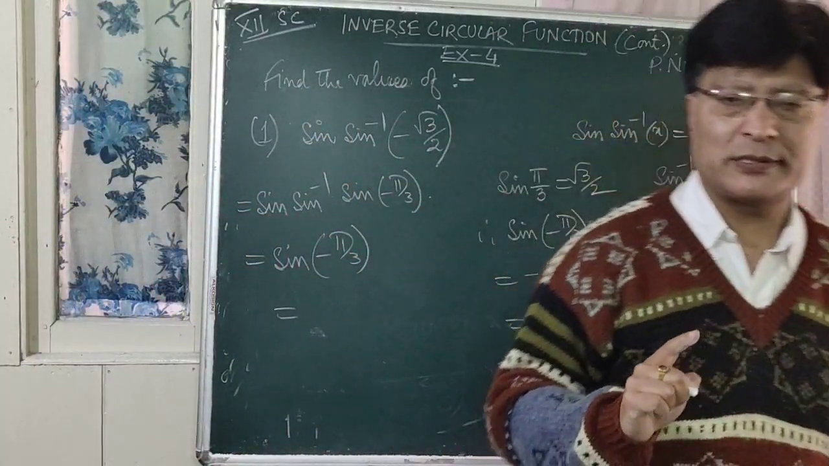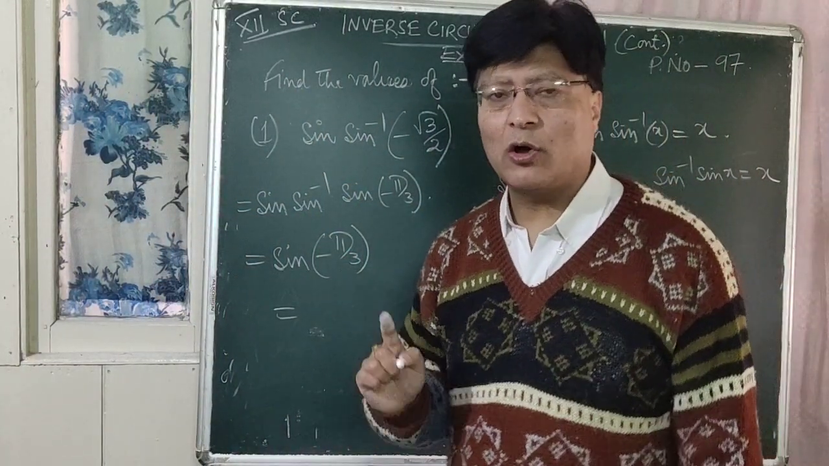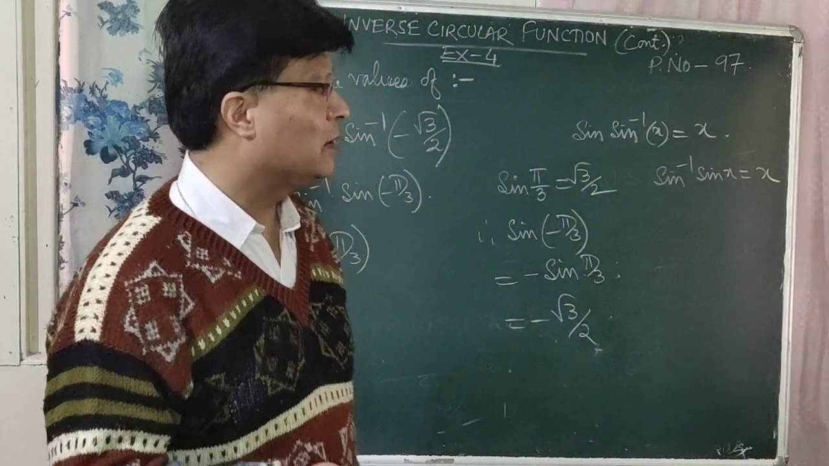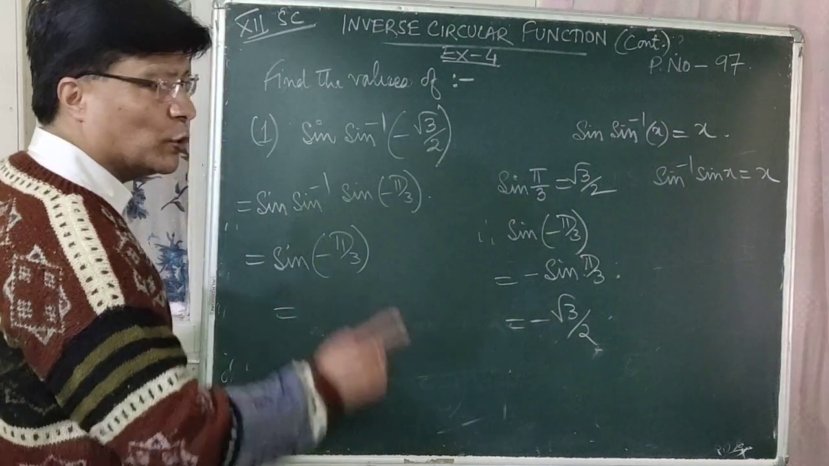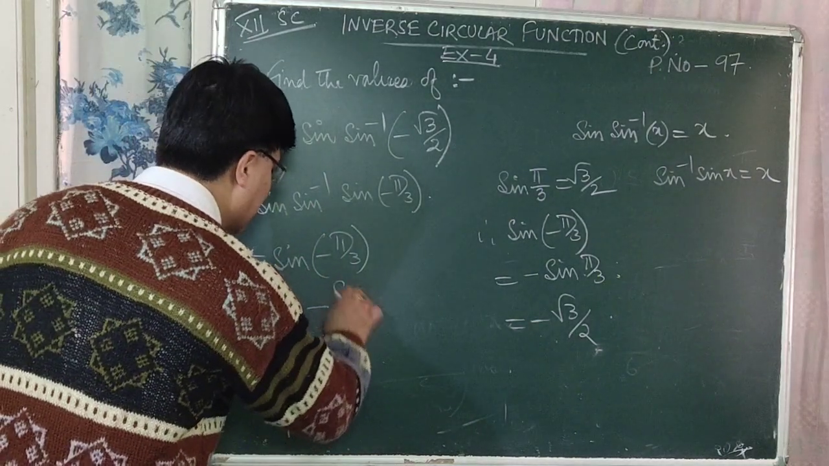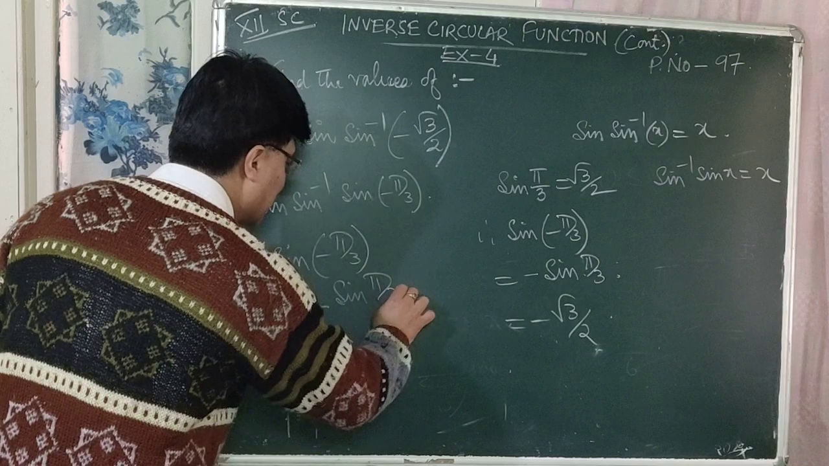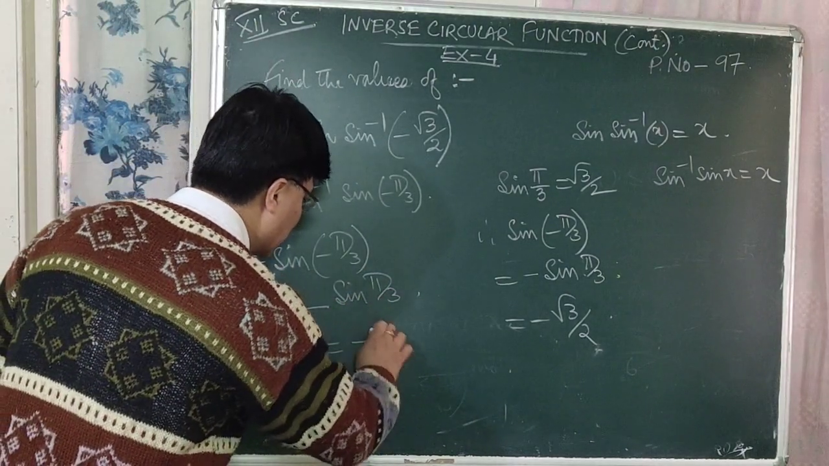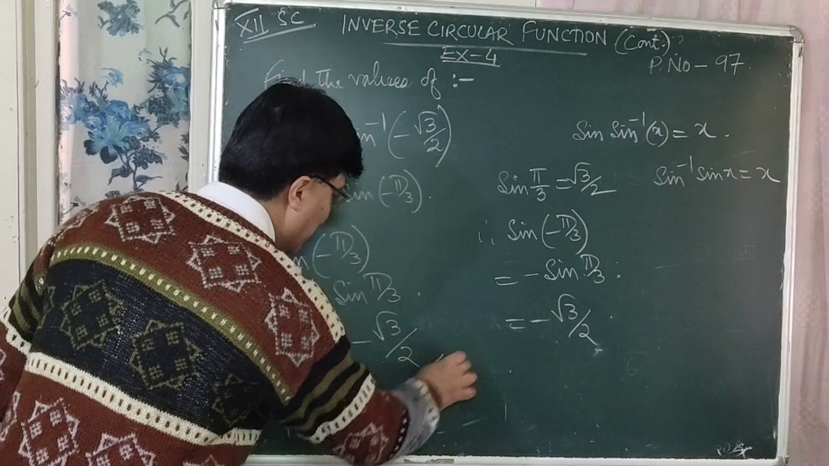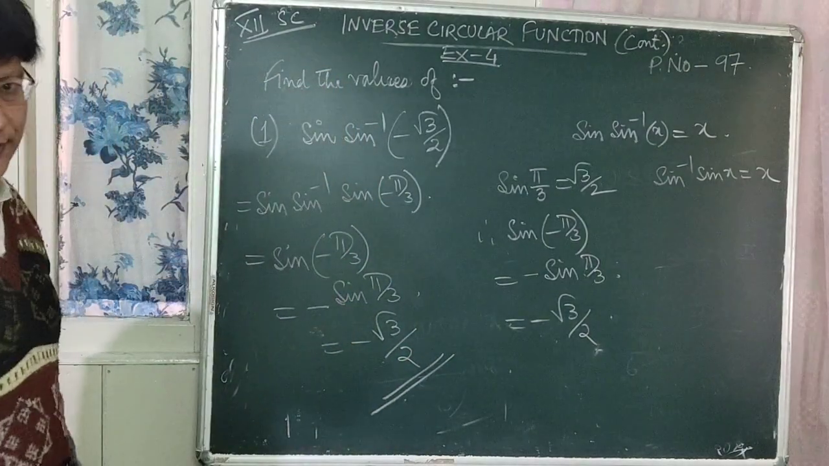Minus theta means this angle always lies in the fourth quadrant, and in the fourth quadrant sine is always negative. That means you can take this minus sign outside and write minus sine pi by 3. That is minus sine 60 degree, which is equal to minus root 3 by 2. So this is the answer.